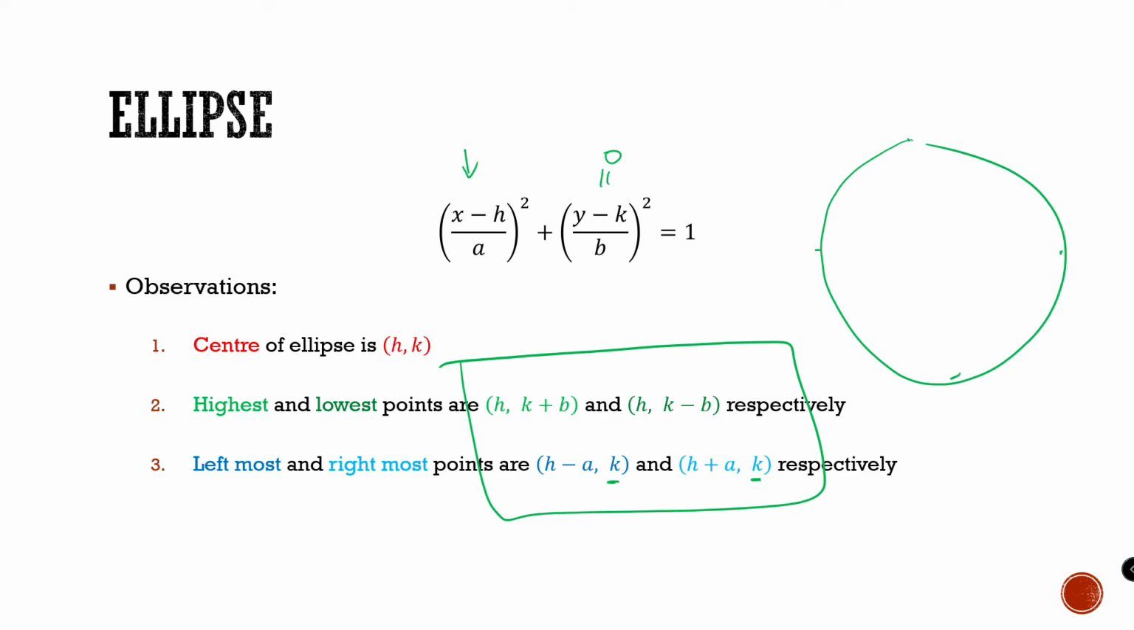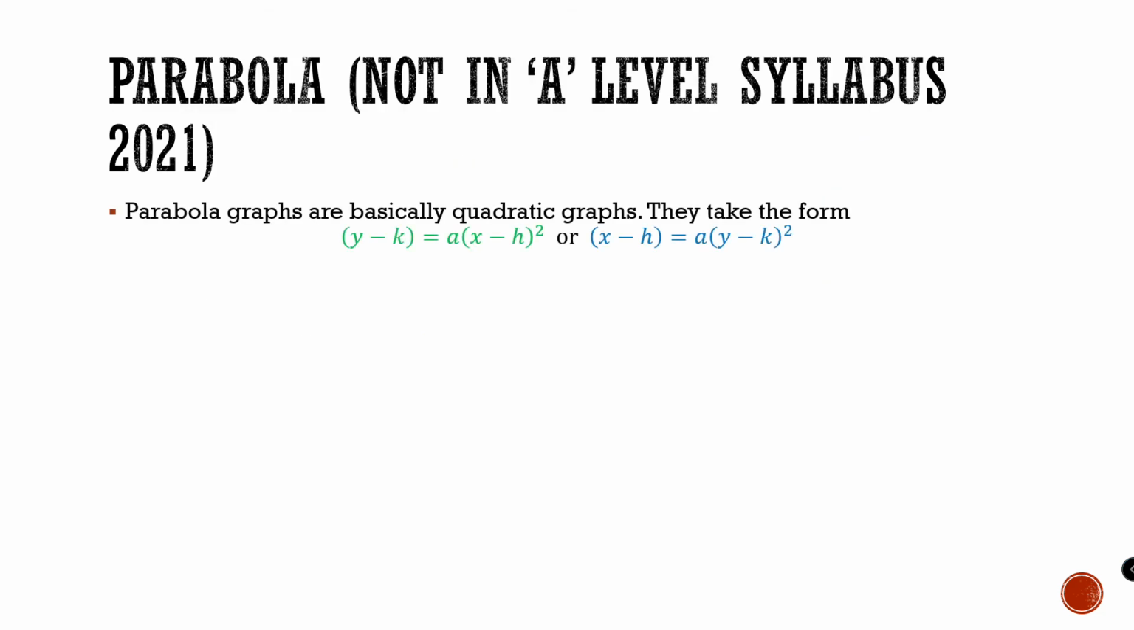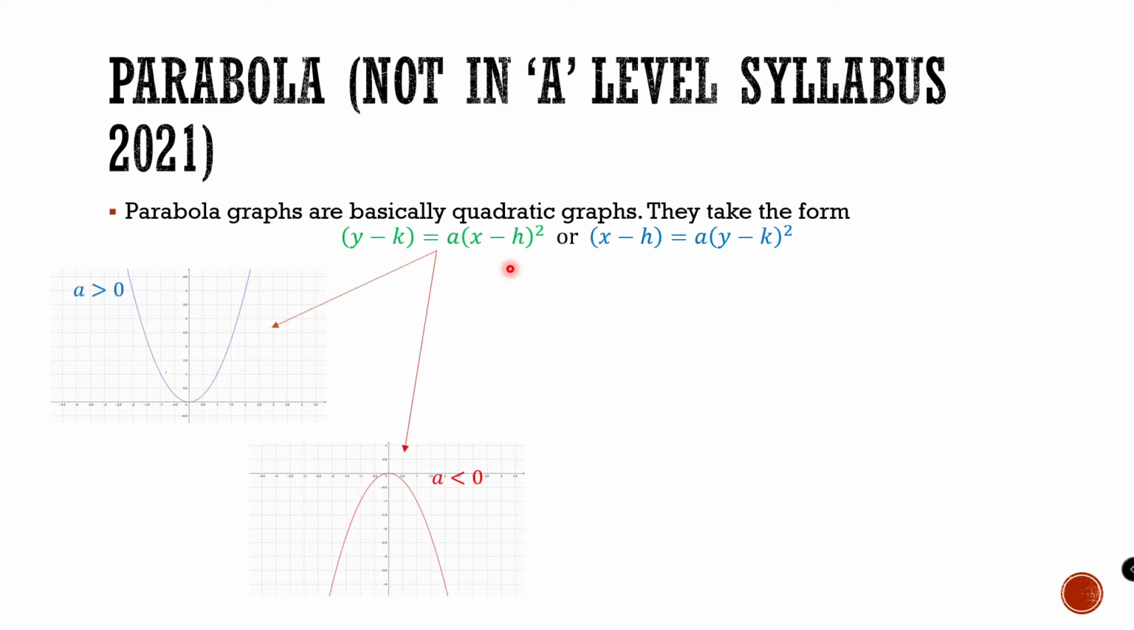That's the idea. So parabola is not in the A-level syllabus, but I'll just go through very briefly. They have this form. It's basically like your quadratic equation. You can see y equals to something times x squared. And the opposite is also possible: x equals to something times y squared. So this is a parabolic graph. Shape wise, let's focus on the green type, this one.